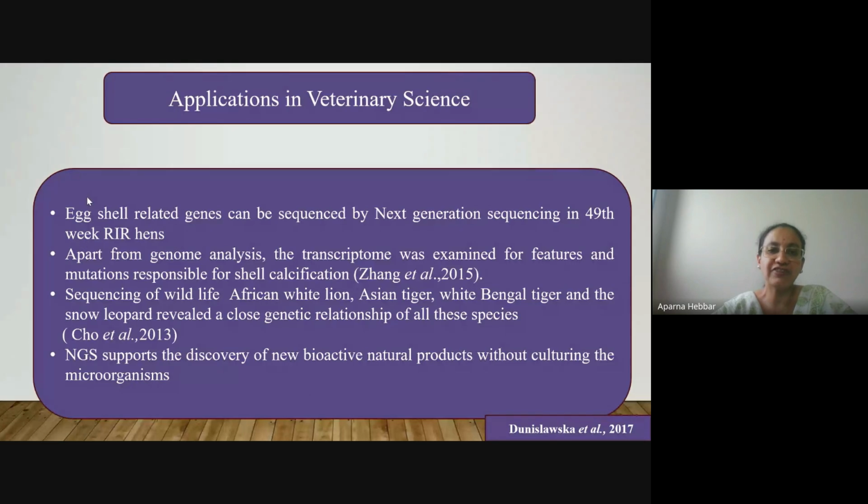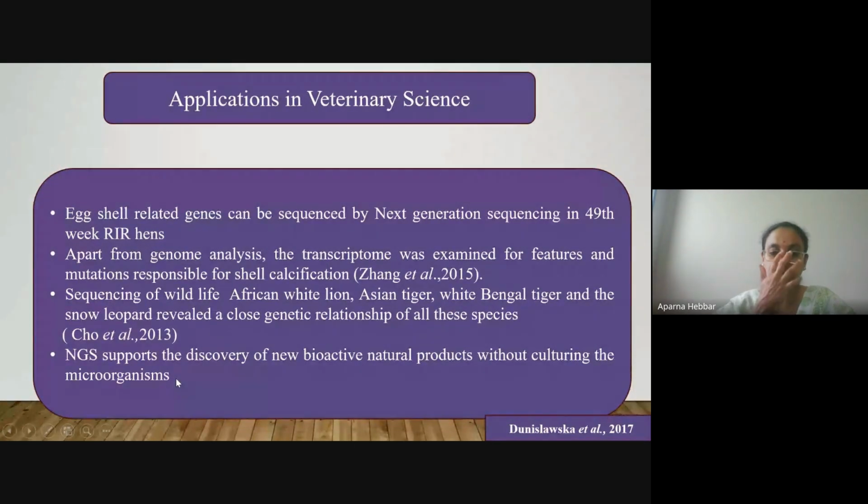Sequencing of wildlife, the African white lion, Asian tiger, white Bengal tiger, and snow leopard, revealed that they are closely associated genetically. So this will be helpful for understanding the evolutionary changes in wildlife or across distant species. This NGS also supports the discovery of new bioactive natural products without culturing the microorganisms.